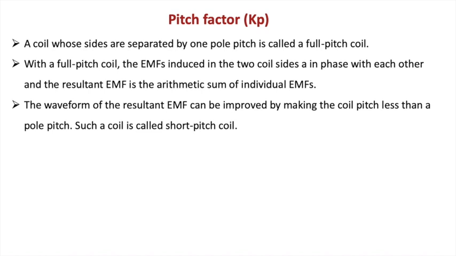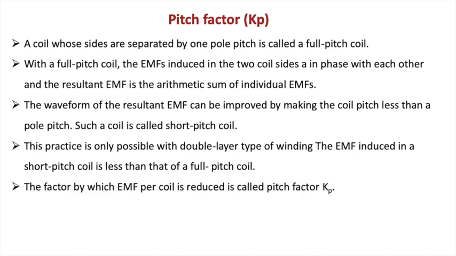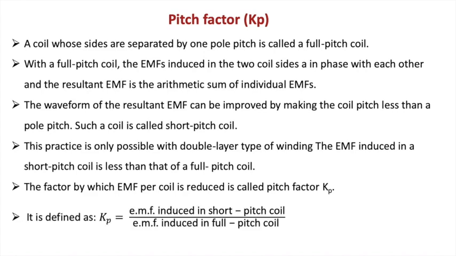The waveform of the resultant EMF can be improved by making the coil pitch less than the pole pitch. Hence, the name short pitch coil. The practice is possible with the double layer type of winding, and the EMF induced in a short pitch coil is less than that of a full pitch coil. The factor by which the EMF per coil is reduced is called the pitch factor, denoted by Kp. Kp is defined as the EMF induced in the short pitch coil divided by the EMF induced in the full pitch coil. That is, it is the ratio of the EMF induced in the short pitch coil to the EMF induced in the full pitch coil.